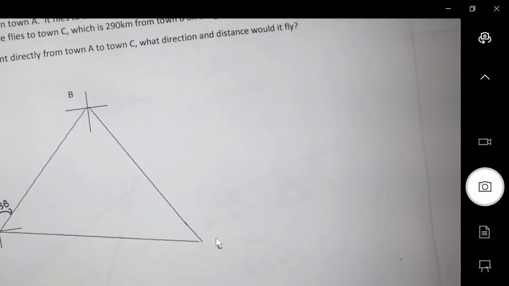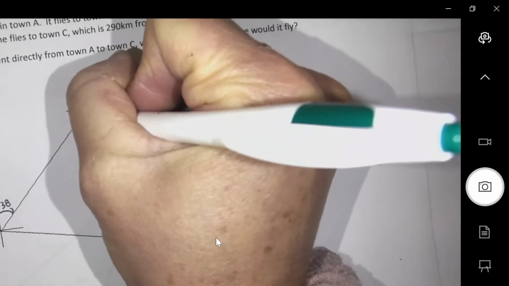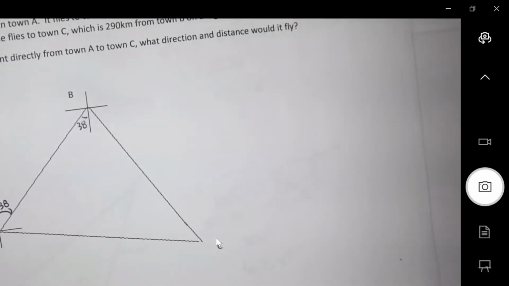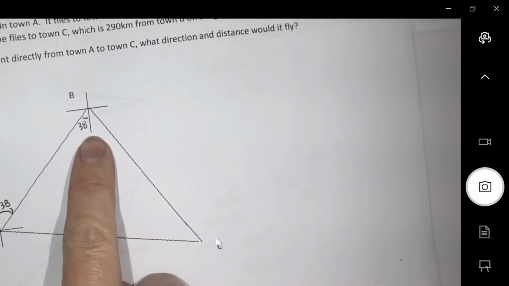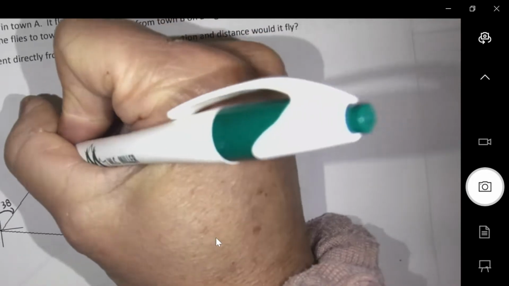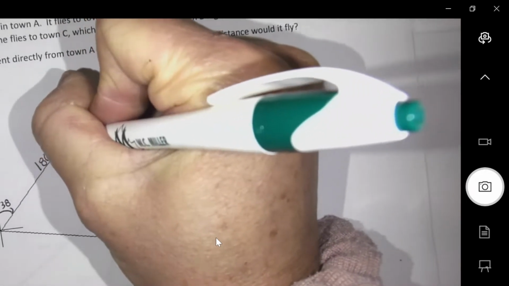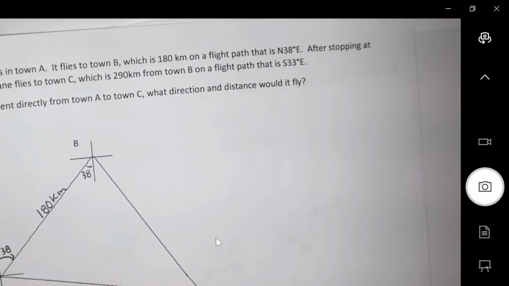Where could you flip-flop that 38 to? Just there, okay? Not the whole angle, right? Just to the south. Okay. Which is 180 kilometers. Right, that's our first two sentences.